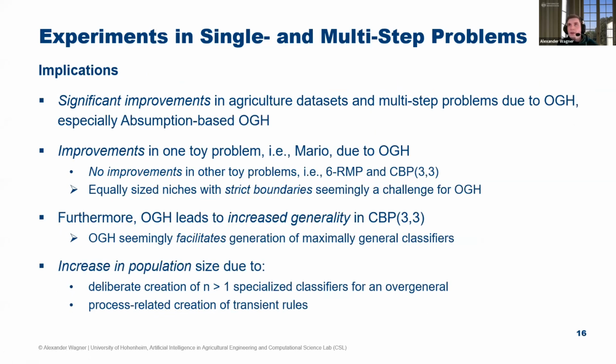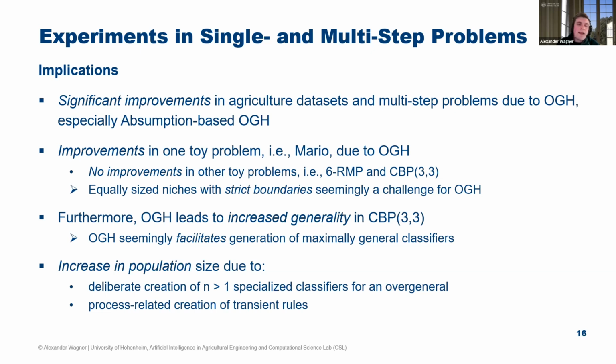So what are the implications of the experiment results we obtained? With OGH, significant improvements are possible, especially in the studied agricultural datasets and the multi-step problems, especially when the absumption-based OGH is used. In the toy problems, improvements were achieved in only one, the Mario environment. In the other two toy problems, namely the 6-bit multiplexer and the checkerboard problems with 3 dimensions and 3 divisions per dimension, no improvements were achieved.